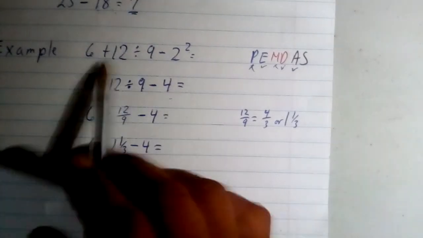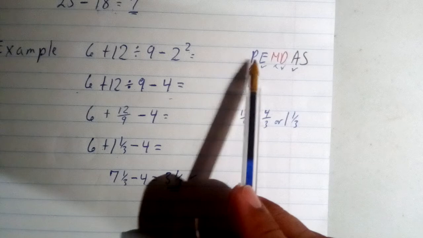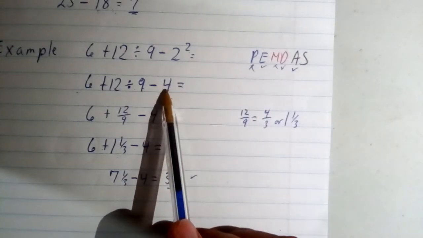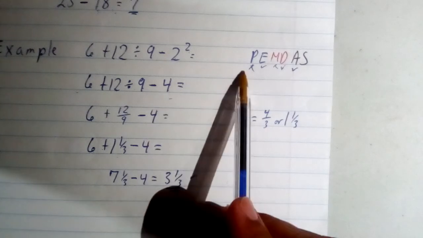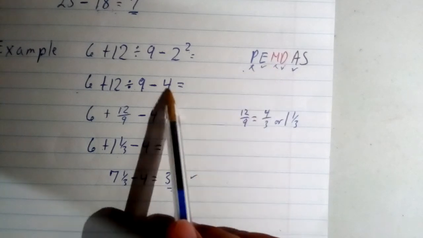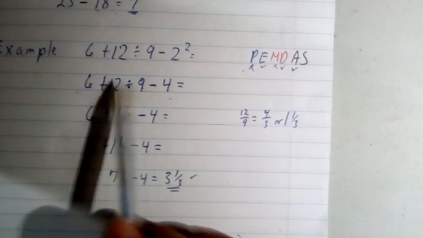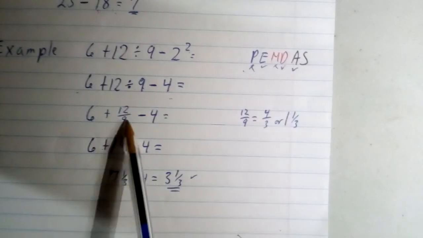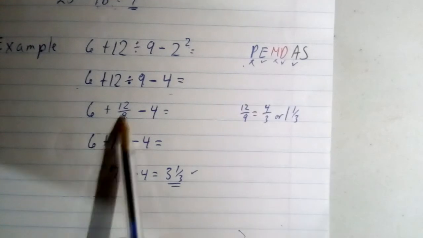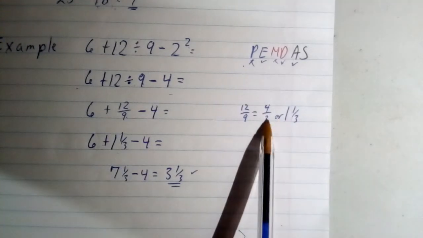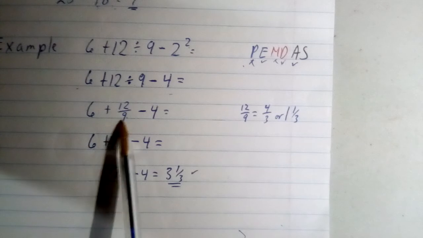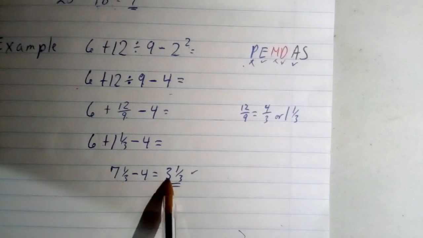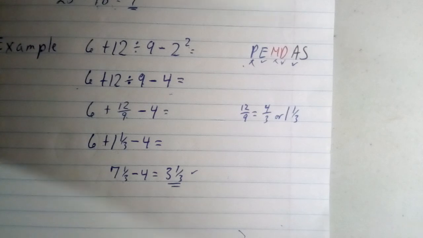So remember, what did we do here? We look at PEMDAS. Was there any parentheses? No. Are there exponents? Yes. So we work the exponent part. Then we end up with this, and then multiplication, division. Is there any multiplication? No. Division? Yes. So we work with the division. We end up with this. Then we finish converting the 12 over 9 to 1 and 1/3, or 4 over 3. Then we add the 6 plus the 1 and 1/3, which gave us 7 and 1/3, take away 4, which is then 3 and 1/3, and that's our solution for that one there.